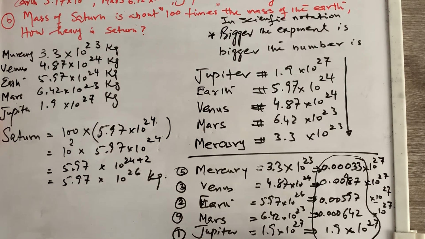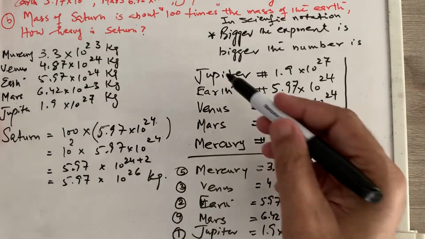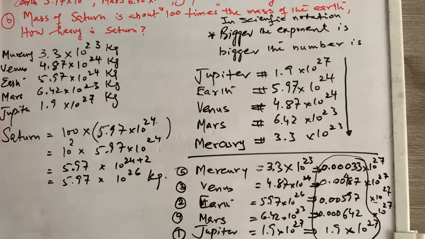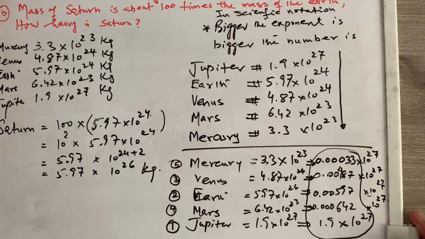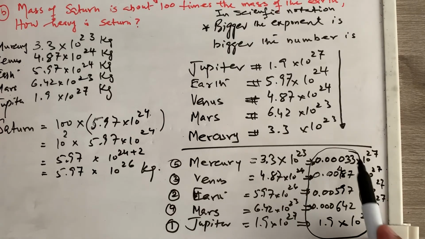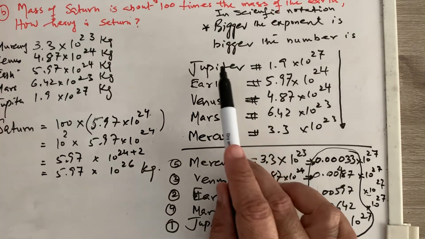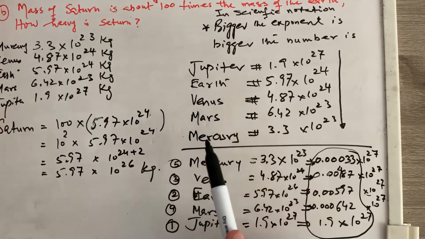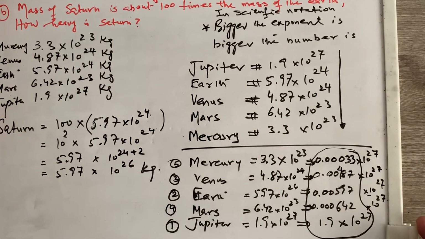In the same way, I arrived at the same answer: Jupiter, Earth, Venus, Mars, and Mercury. In this solution I don't have to look at the power, because I made all of them the same exponent, 27. Then I only see the numbers and arrange them in the same order, heaviest to lightest. So my order is Jupiter, Earth, Venus, Mars, Mercury, from heaviest to lightest.